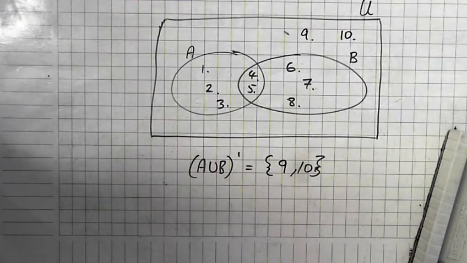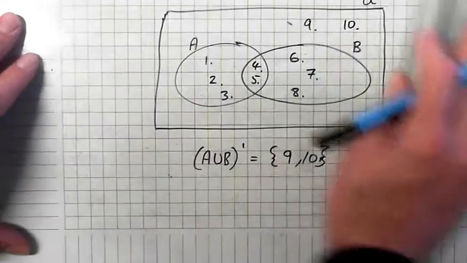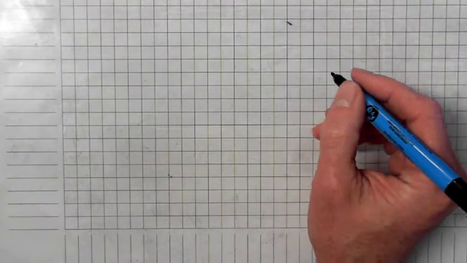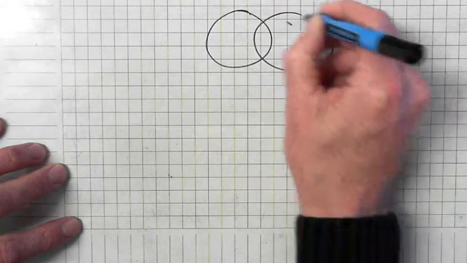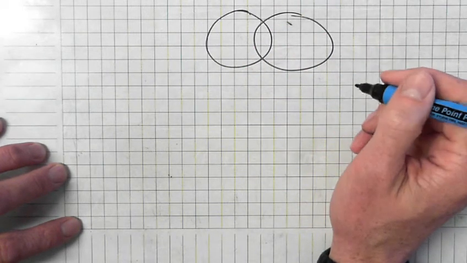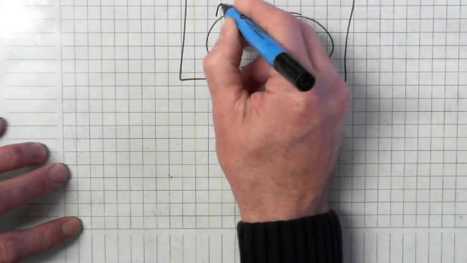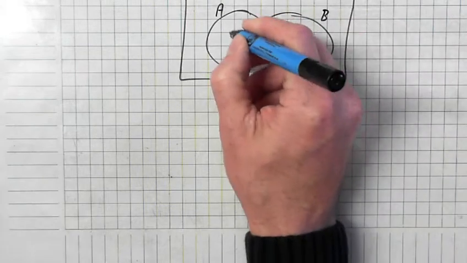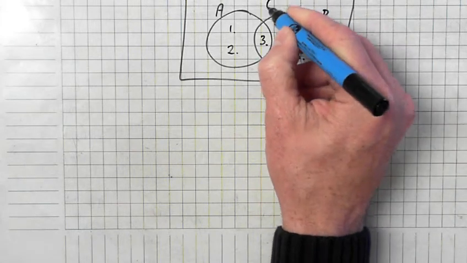That's pretty much everything that we've done. Now we'll do an investigation here. This is like a tougher question. So again, this is A and B, but I'm going to use fewer numbers. So 1, 2, 3, 4, 5, and we'll put the number 6 outside there.